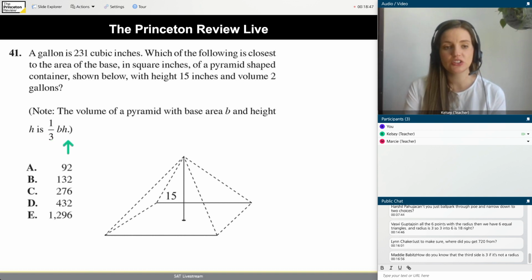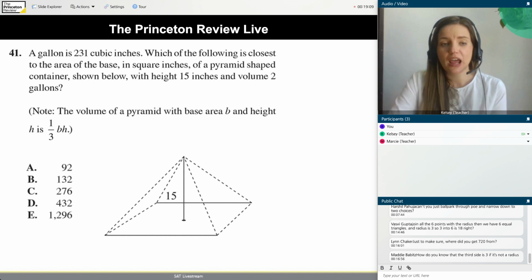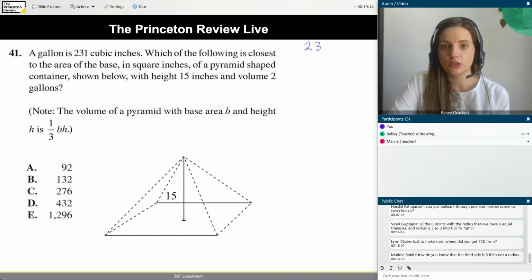So let's just take a step back, take a deep breath, and find an easy place to start doing something to make progress with this question. We know that this thing has got 2 gallons. So right away, they're trying to throw us off because it said that 1 gallon is 231 inches. So we want to make sure that we're reading really, really carefully and that we catch that. And so let's figure out how many cubic inches are actually inside this thing. So if 1 gallon is 231, we just want to multiply that by 2 and figure out what we've got going on here, which is going to be 462 square inches.